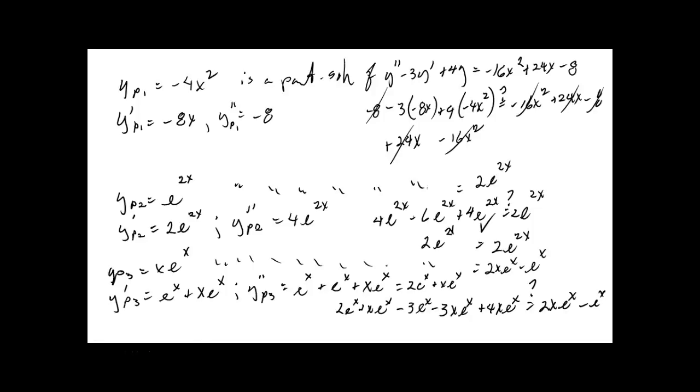So 2e to the x minus 3e to the x is minus e to the x. That checks out. That adds to that. And then we have xe to the x minus 3xe to the x. Well, let's do the pluses first. x plus 4x is 5xe to the x minus 3xe to the x is 2xe to the x. Yes, those combine as well. So sure enough, that works. Okay?